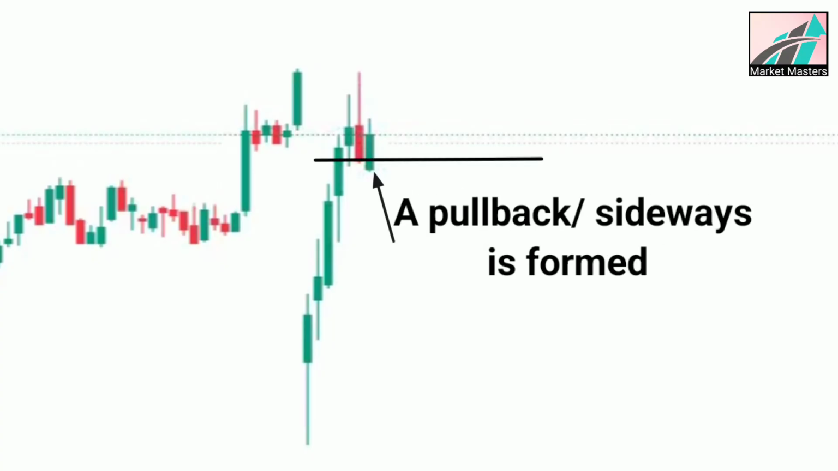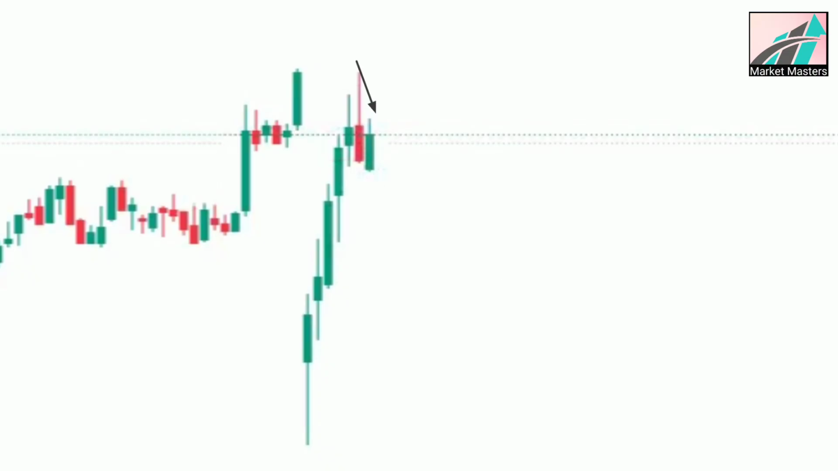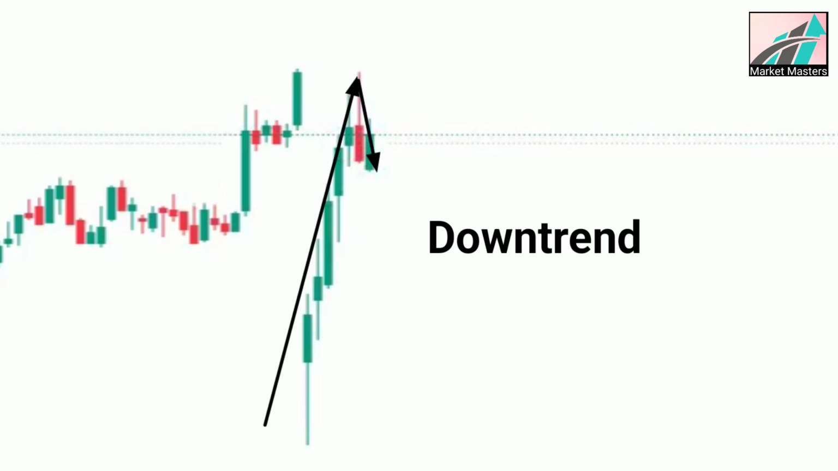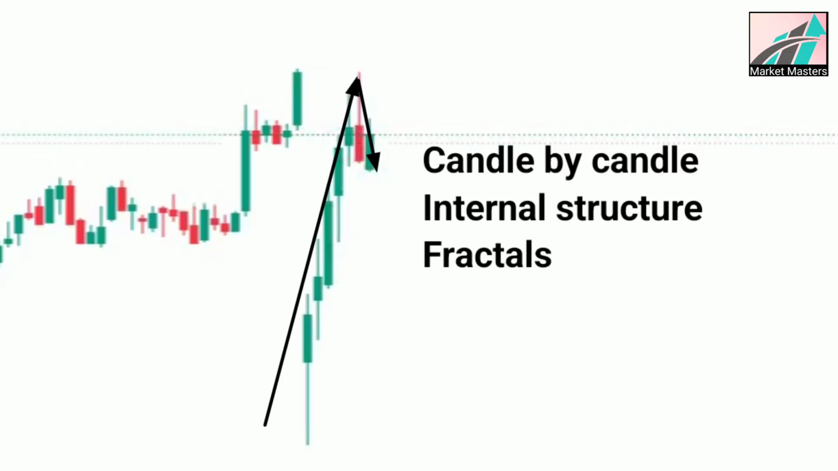In simple terms, we are seeing a pullback. Another observation here is that the high of this candle is also lower than the previous high. So, candle by candle, we now have a lower high and a lower low, which indicates a downtrend. Remember, this is a candle by candle structure, also known as internal structure. You can also call it a fractal structure.